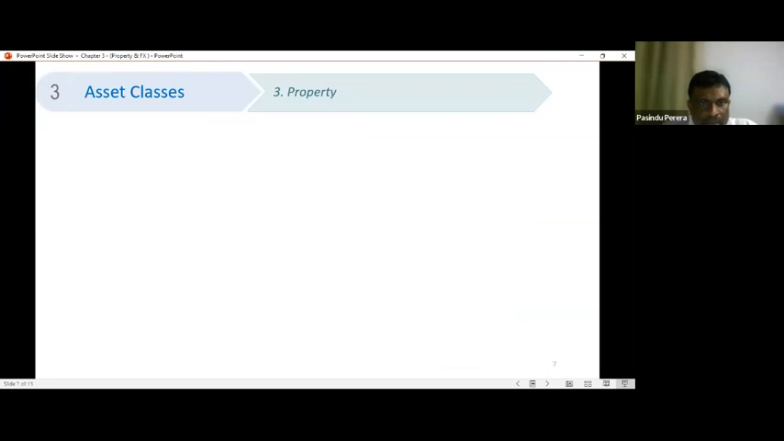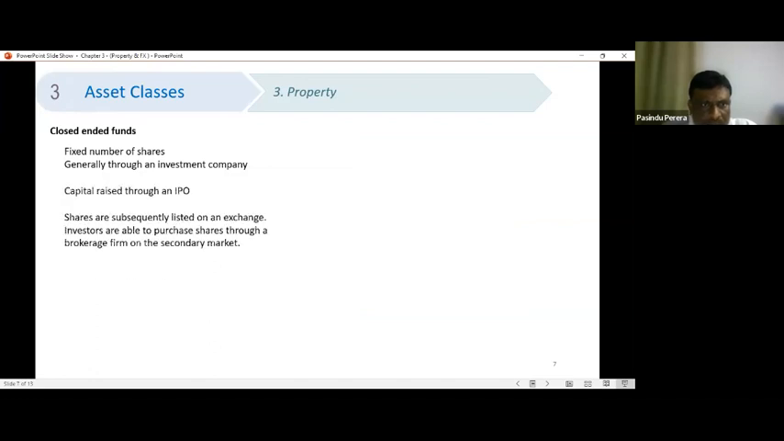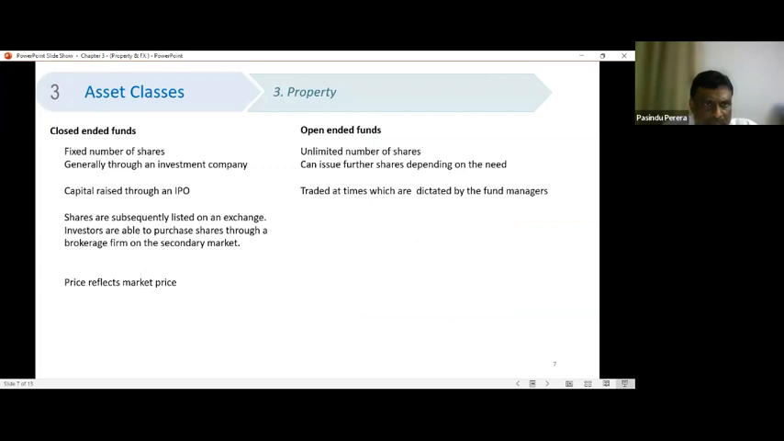And if you look at these funds, they may be close-ended funds and open-ended funds. If you look at the close-ended funds, basically a fixed number of shares are issued. When the fund is launched, that particular fund will issue a fixed number of shares. After issuing that, there won't be any new issuance of shares. So it is a fixed number of shares, issued by this investment company.